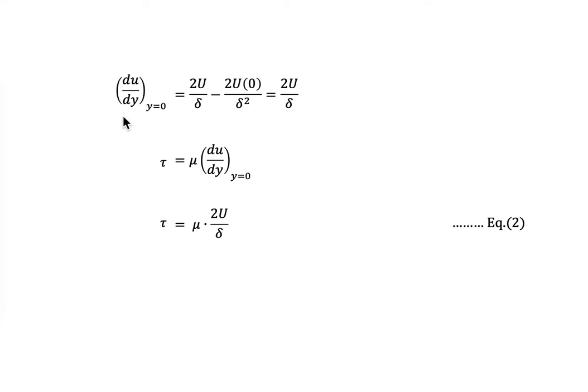And then this is a compulsory step: we need to find the value of du dy at y equals 0. So we substitute 0 for y here, and finally we get that du dy at y equals 0 is equal to 2U over delta. Then this is the equation of Newton's viscosity law, and we substitute the value of du dy at y equals 0 with 2U over delta, and we call this equation number 2.